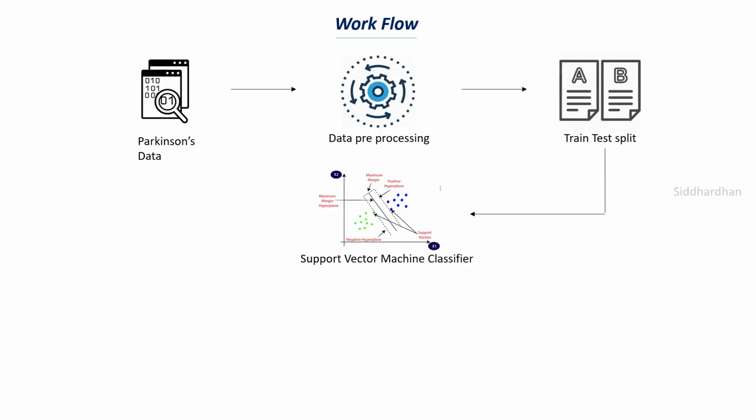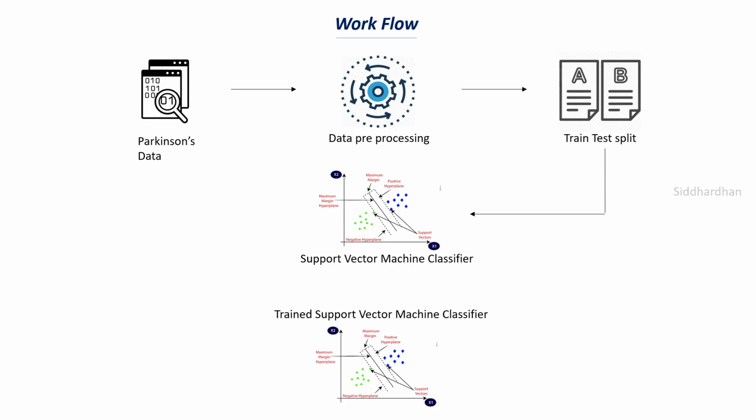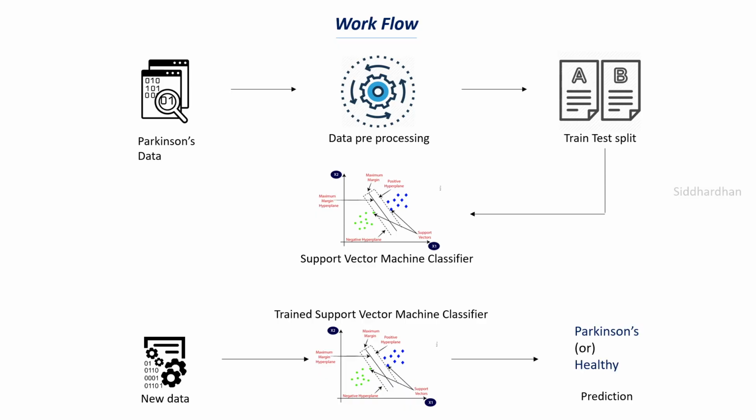So once you evaluate your model, we will have a trained support vector machine model. So when you give new data, this particular model can detect whether a person has Parkinson's or not, whether that person is affected by Parkinson's or is a healthy person. So this is the workflow which we will follow. I hope you have understood what we are going to cover in this video. Now let's get into the coding part.